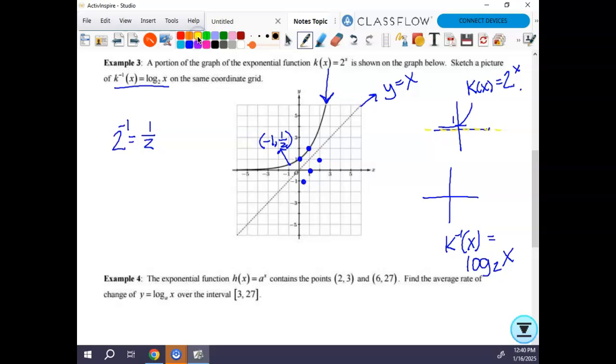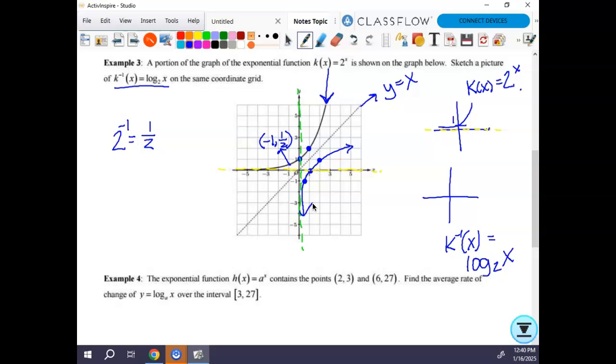Then since I have a horizontal asymptote right here, oh, I accidentally erased my point. Sorry, hang on. There we go. Since I have a horizontal asymptote right there, when I reflect it, I end up with a vertical asymptote right here for my log. So my log function looks like this.